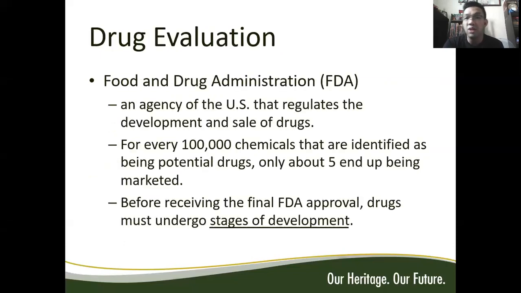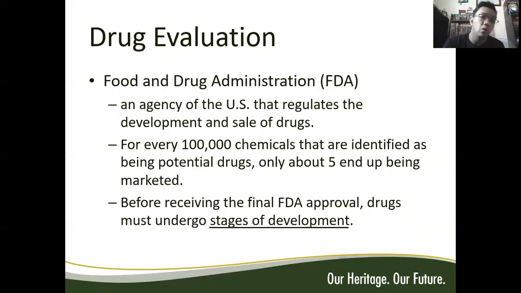Now we go to drug evaluation. For drug evaluation, under the Food and Drug Administration, or FDA, this is an agency of the United States that regulates the development and sale of drugs. Same thing is true here in the Philippines. We also have our own Food and Drug Administration. So before a drug is going to be marketed, going to be sold in drugstores or pharmacies, they need to seek approval from the FDA.